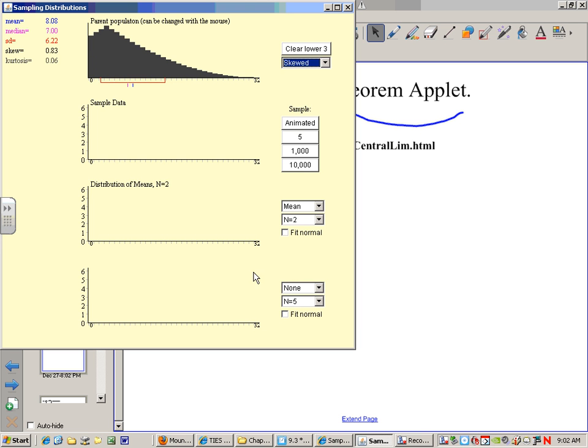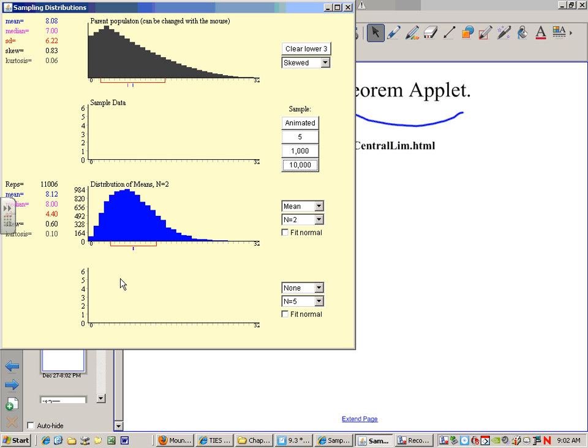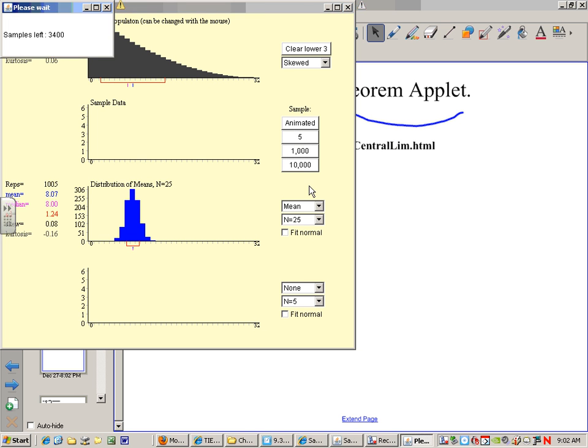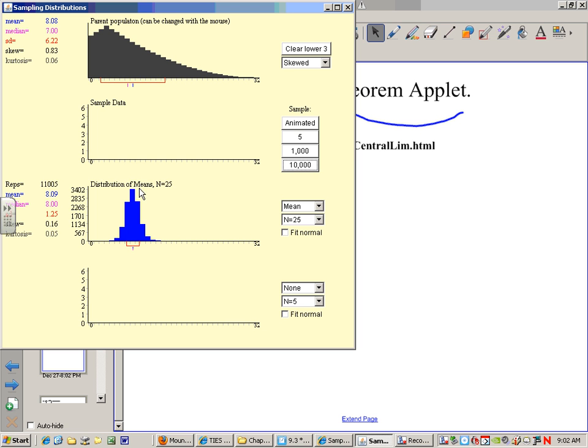Let's see what works with a skewed. A skewed, again, I'll take 2 points, plot them. If I do 1,000, if I do 10,000, you can see that the distribution is still skewed. But if I go up to 25, if I take 5 pieces, or 1,000, or 10,000, you can see that this is really normal. So even if it's a skewed distribution, I can get a normal distribution if I take enough values out each time.